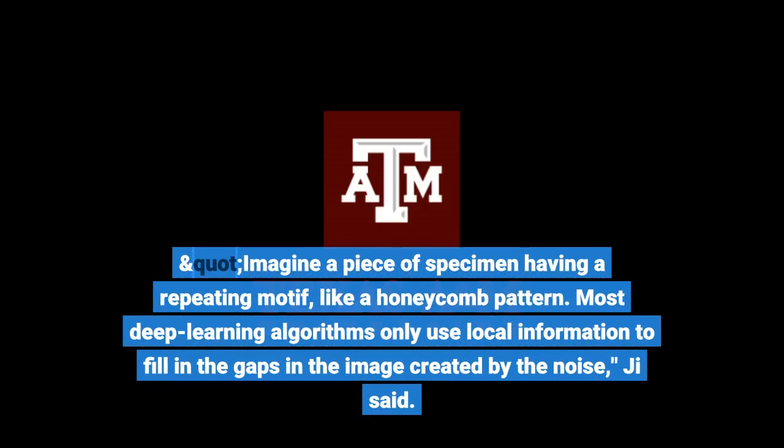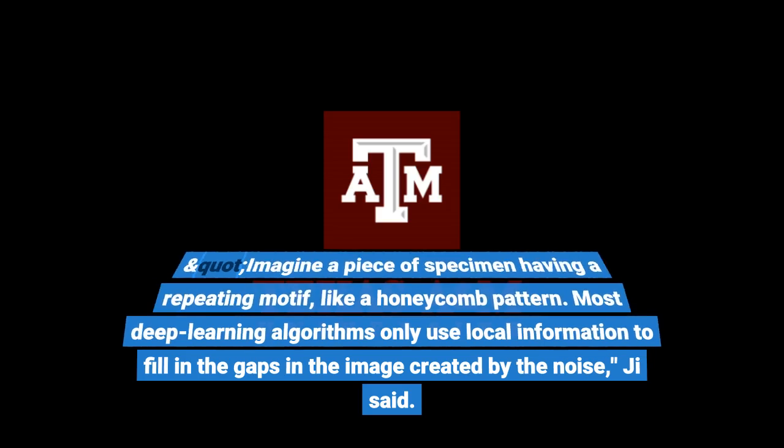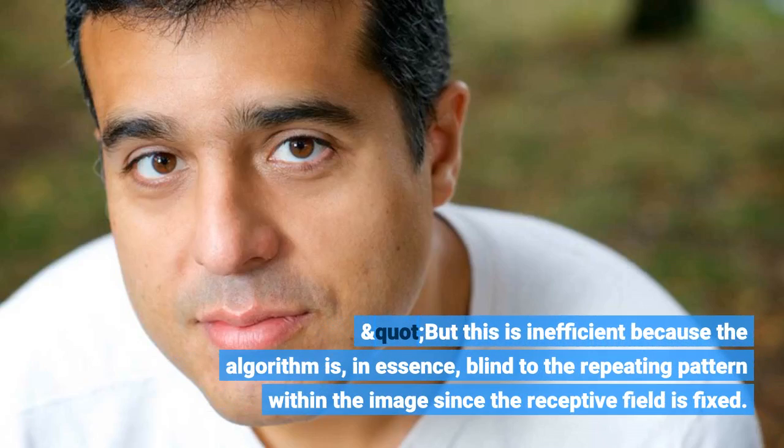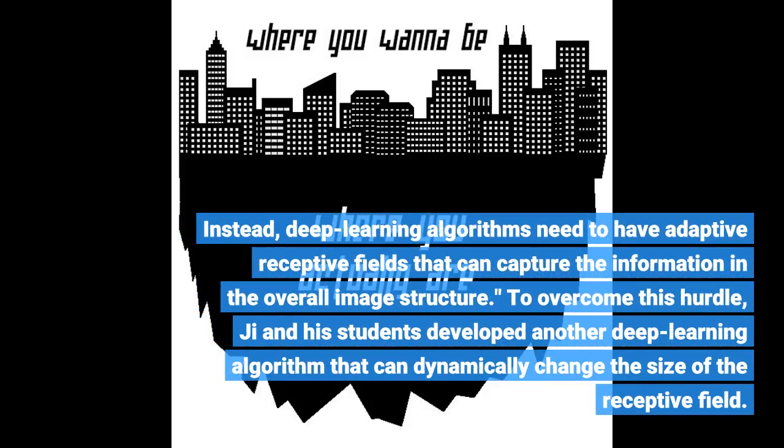Imagine a piece of specimen having a repeating motif, like a honeycomb pattern. "Most deep learning algorithms only use local information to fill in the gaps in the image created by the noise," Ji said. "But this is inefficient because the algorithm is, in essence, blind to the repeating pattern within the image since the receptive field is fixed. Instead, deep learning algorithms need to have adaptive receptive fields that can capture the information in the overall image structure."